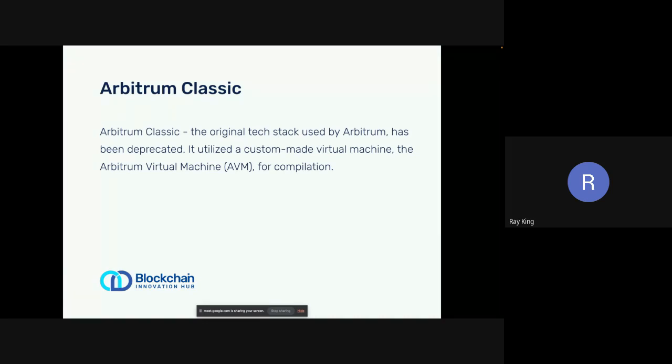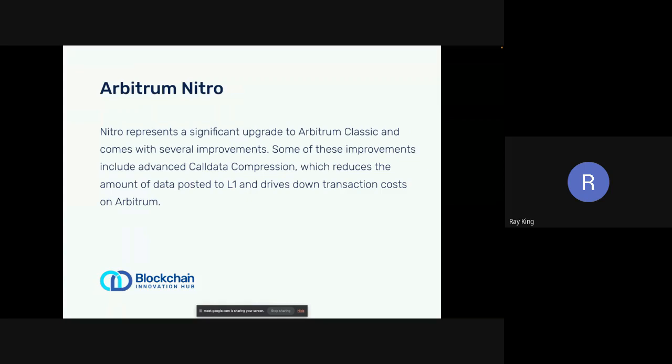And yeah, so it had its own custom-made virtual machine, which was the Arbitrum virtual machine, which was used for compilation. Now, we're not going to pay big attention to it because Nitro and AnyTrust are the technology being used right now by Arbitrum. Now, Nitro represents a significant upgrade to Arbitrum Classic.